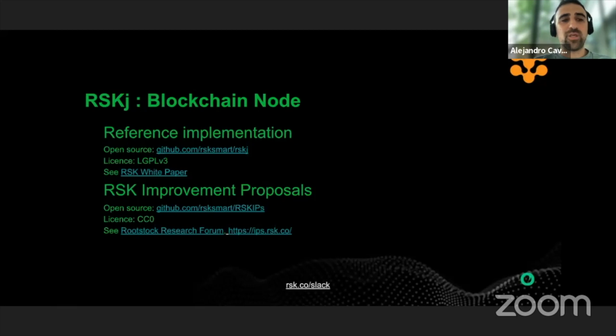About this, if you want to contribute, how do you start? A good start is the RSK Improvement Proposals. There is a list of them, and I will share the link later. There you have all the improvement proposals: which of them have already been applied, and which others are still under discussion. That is how the community manages the development of the node.